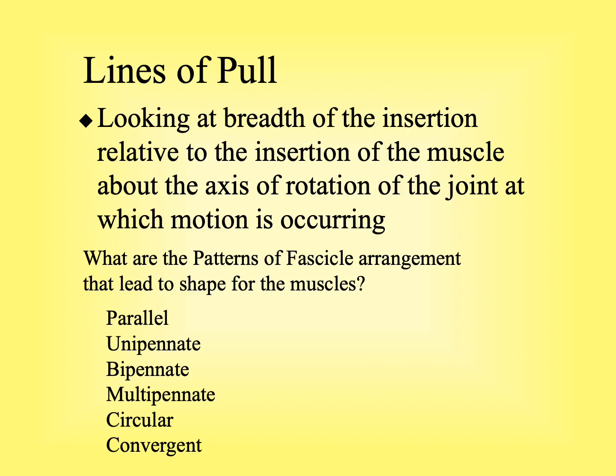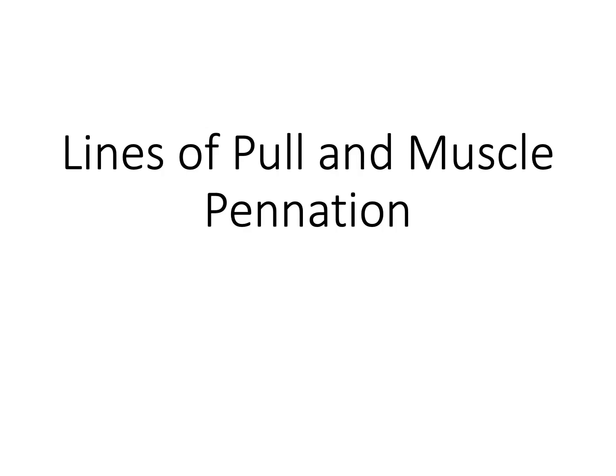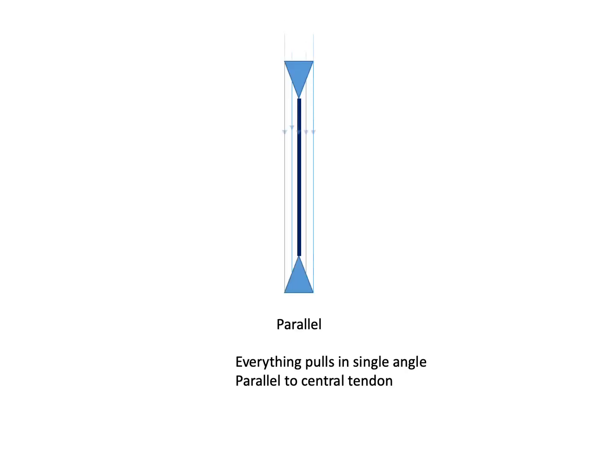And so let's take a look at these lines of pull, and then we'll take a look at how we can get advantage from various ones. So the first line of pull we're going to look at is the parallel. In parallel lines of pull, all of the fascicles are pulling along and parallel to the central tendon. So we have one line of pull and they're all parallel to each other.